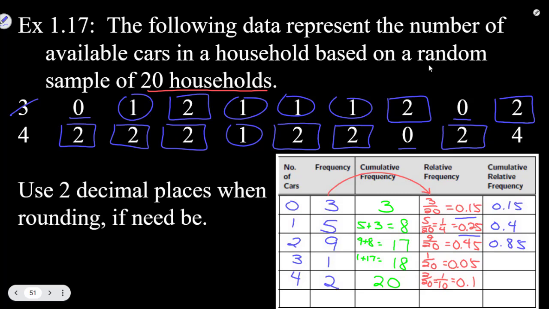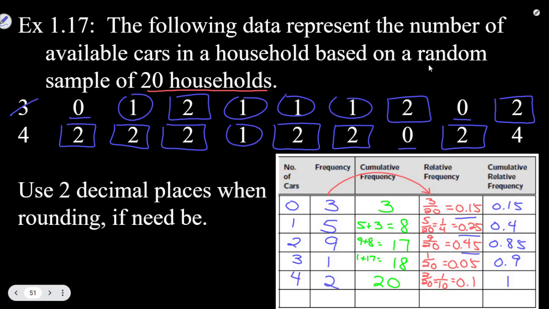And then again, that's the first three categories. When we get to the next one, you've got the 0.05 plus the previous categories. It's going to give you 0.9. And then finally, when you take that 0.9 and add the 0.1, you're going to get 1. You're up to all of them are at that level or less.